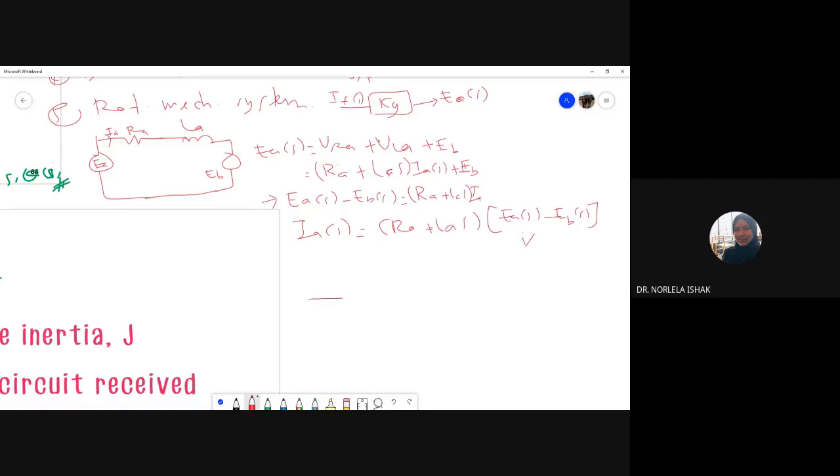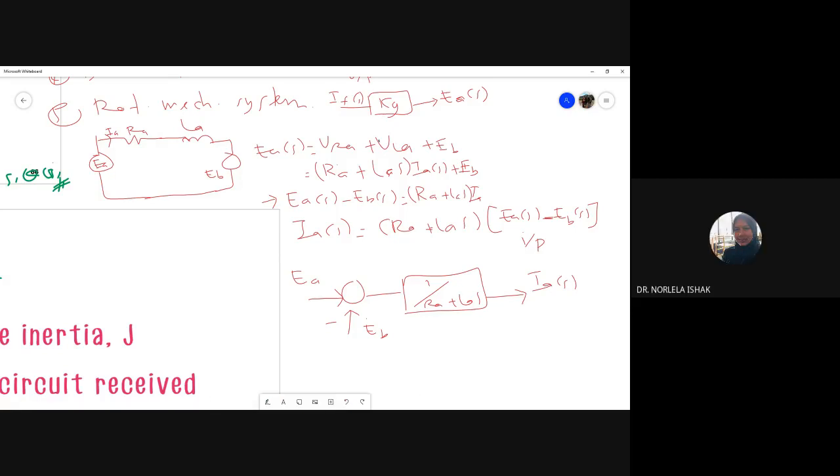Okay. So from there we draw the block diagram. Because this is your input minus, right? So meaning you have a summing here. Minus, this is for EA and this is for EB kan? This is your EB. And this is the gain 1 over RA plus LAS. And what's the output? Output is the current. Okay guys.